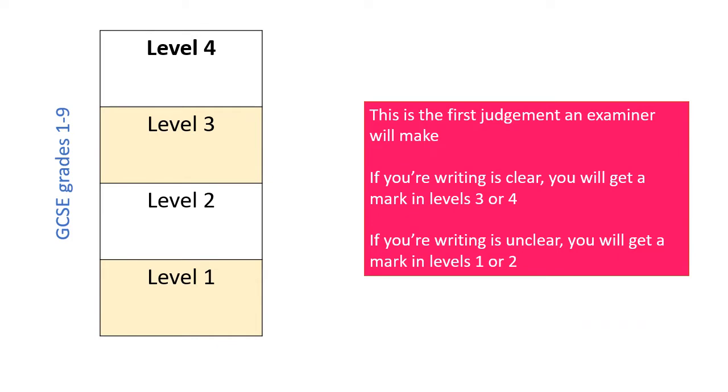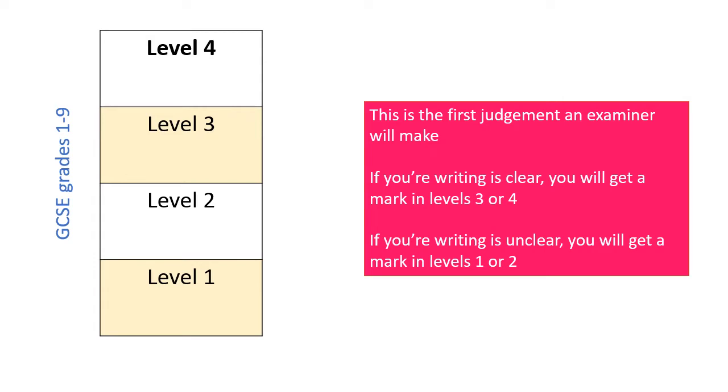So there are 4 levels in English language, and they span from GCSE grade 1 to 9. Level 1 is grade 1, and up in level 4 is where grade 9 is. The very first judgment that an examiner will make is whether or not your writing is clear. Fundamentally, if your writing is clear, the bottom half of the mark scheme goes away, and you will get a mark in level 3 or level 4, depending on the other skills.